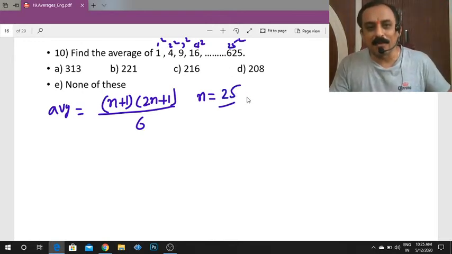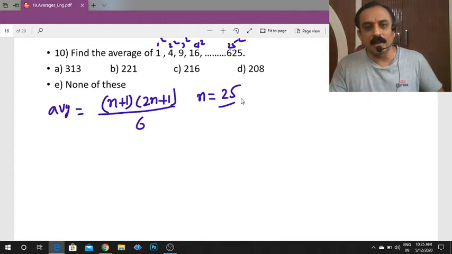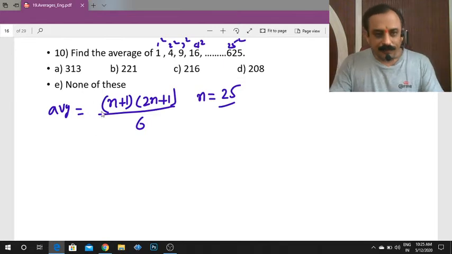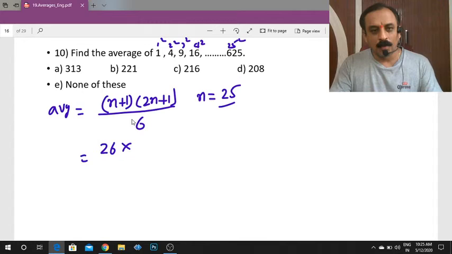Only 25 numbers are there. How many numbers are there? 25 numbers. Therefore, now the average is equal to (n plus 1) by 2, that is 25 plus 1, 26. And 2 into n plus 1: 2 into 25 is 50, 50 plus 1 is 51. So 26 plus 51 by 2. Very good Sandy, your answer is right.